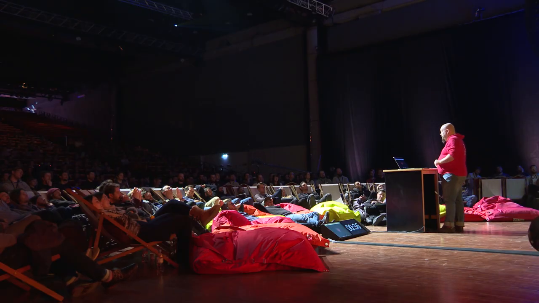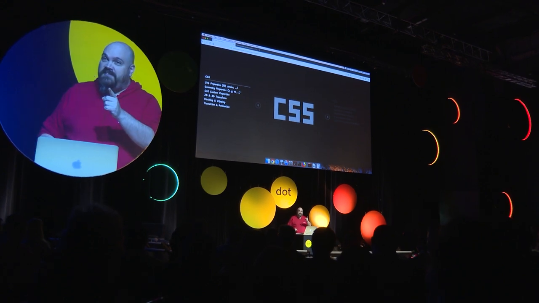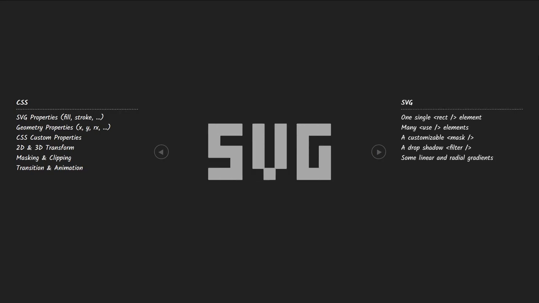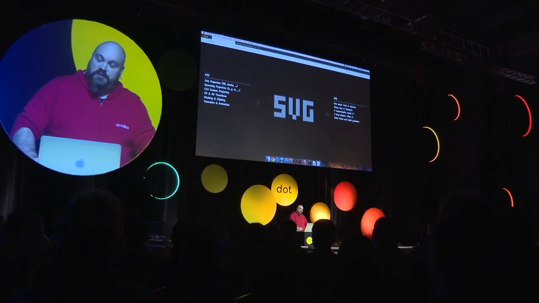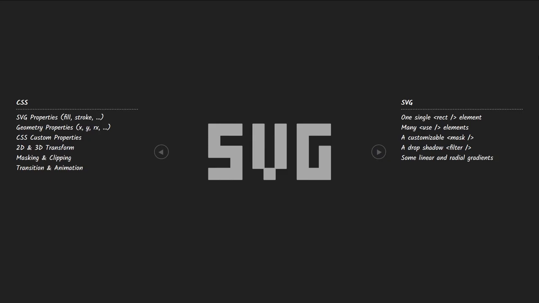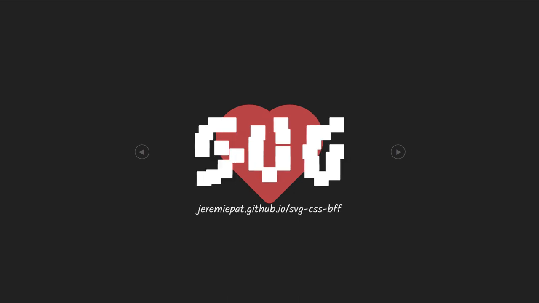I don't know. I know one thing is that you can stand up and you can use CSS with SVG to make awesomeness rise again, and you will be the messenger to tell the world that CSS and SVG will remain best friends forever. Thank you very much.